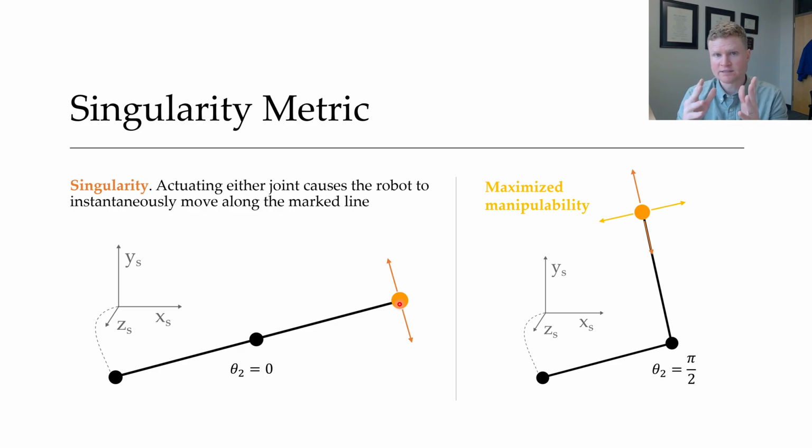I want to highlight that this singularity is not necessarily lined up with the X, Y, or Z axis. It can be a combination of them. That's exactly what we see here, where I'm losing some ability to move in a combination of the X and Y axis. That's just another example of a singularity. Here I can move in this axis, but I can't move orthogonally to it. But if I look over here on the right, this is an example where I've maximized my manipulability, because at theta 2 equal to pi over 2, I've got this elbow shape.